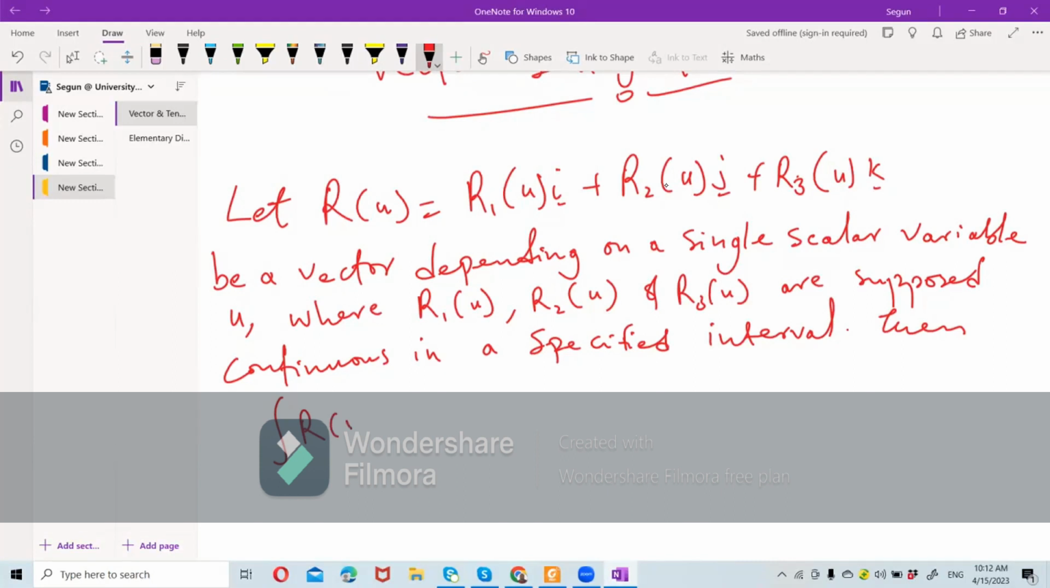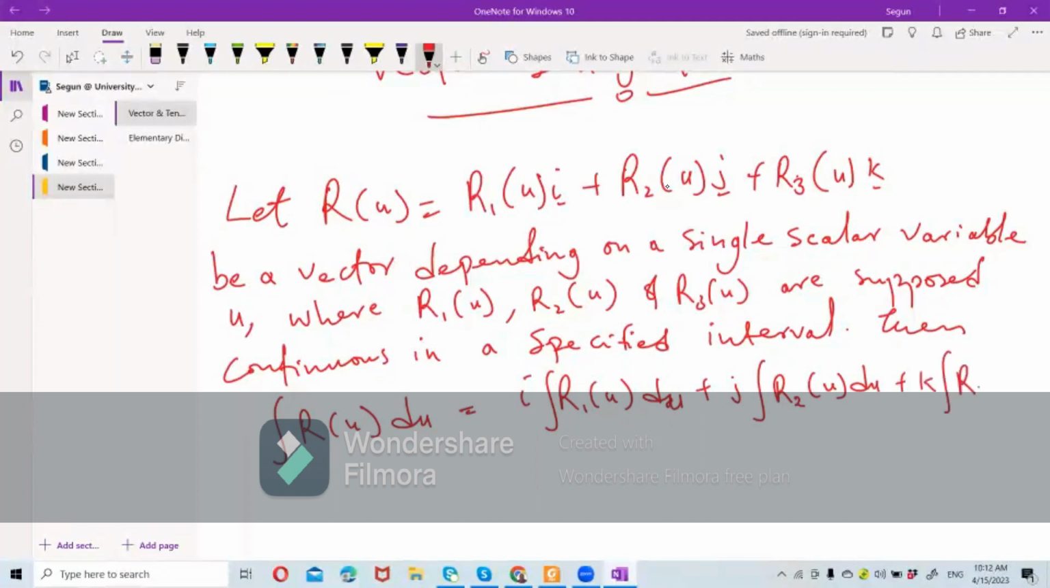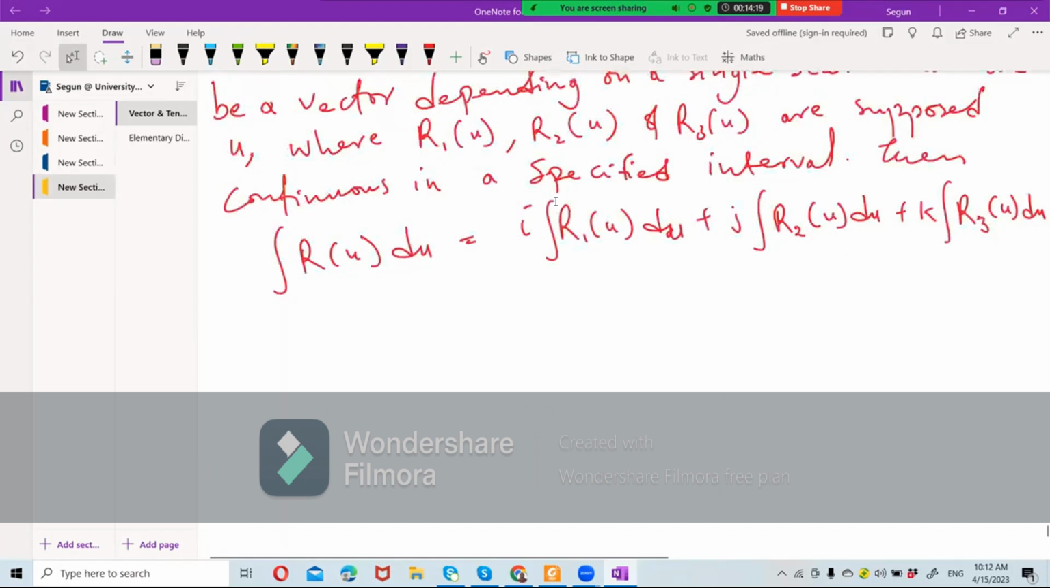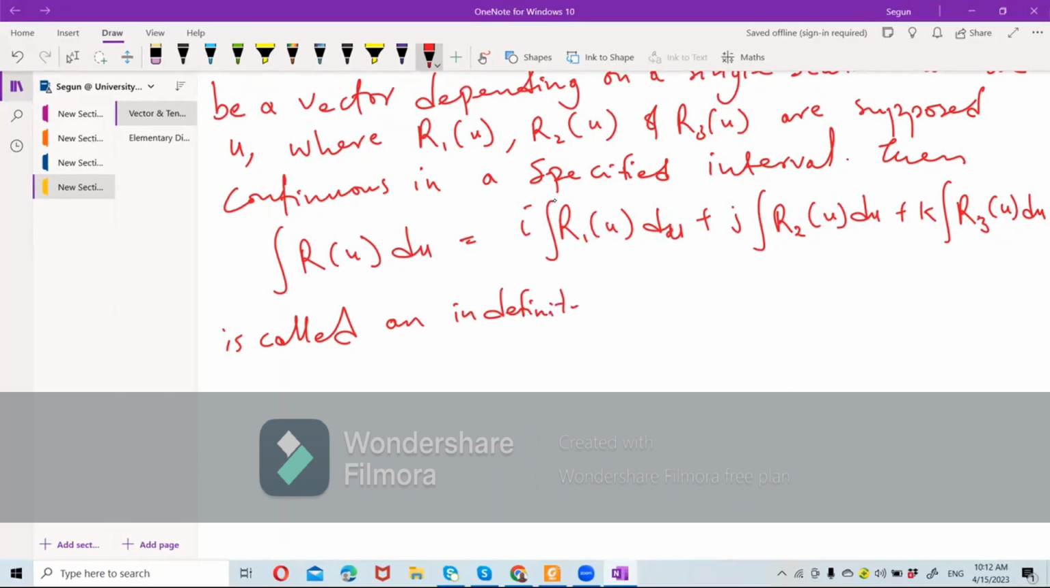Then we have the integral of R of u du equals i integral R1 of u du plus j integral R2 of u du plus k integral R3 of u du, which is called an indefinite integral of R.